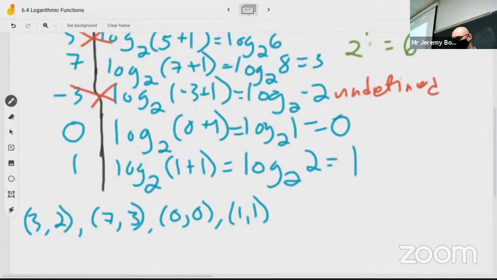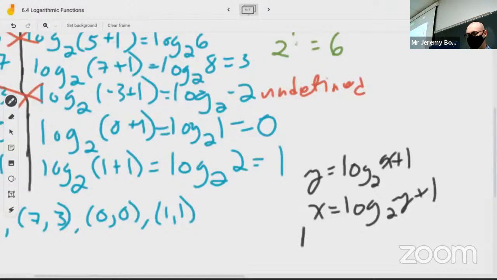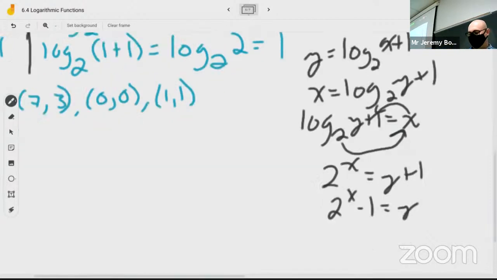I mean, we could find it. Y is equal to log base 2 of x plus 1. Just because I don't want to give you all false information. And so if we switch our variables here, it would be x is equal to log base 2 of y plus 1. And if we switch that to exponential, this would be 2 to the x is equal to y plus 1. Yeah, that's what I thought. And so it would be 2 to the x minus 1 is equal to y. That would be your inverse function.